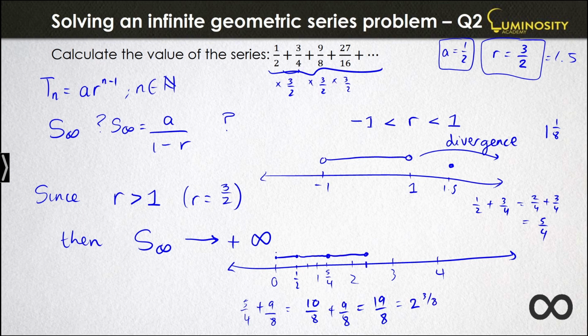So it looks like these little intervals that we are adding each time are getting bigger and bigger each time. So if we keep adding infinitely many of them, we do expect this to diverge off to positive infinity. Okay, so here it does not converge, it diverges because r is greater than 1. Therefore, the infinite sum of that series does not exist. It diverges off to positive infinity.